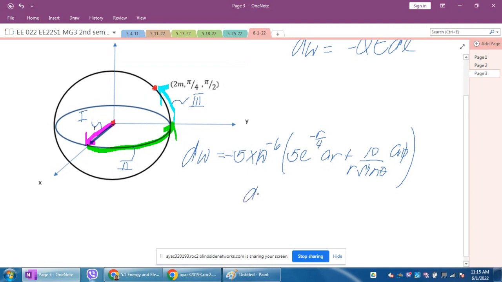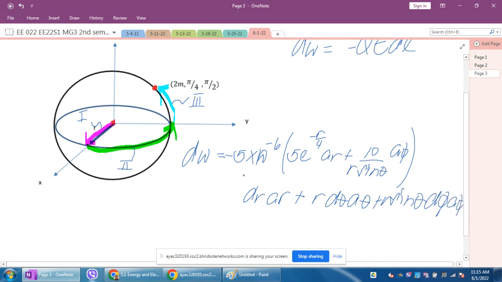Yung DL natin is dr ar plus r d theta a theta plus r sine theta dt at. Yan.